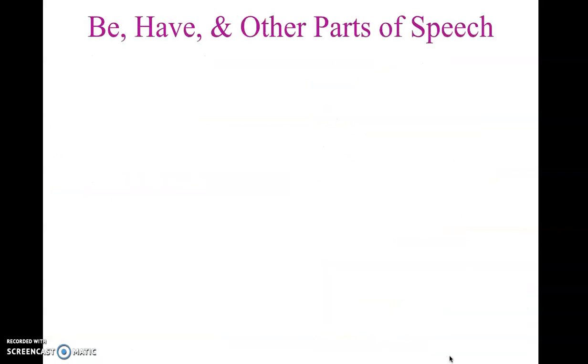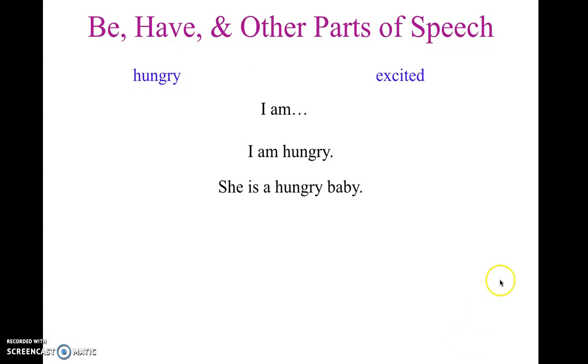Let's look at be, have, and other parts of speech. So for the be verbs, let's look at two adjectives, hungry and excited. Right? This is probably one of the most frequently used situations. When we say, for example, I am hungry, I am excited. I was hungry, I was excited. Or they are excited. She is a hungry baby. So again, here's the be verb. We have an adjective, we have an article, and we have the noun. So be verbs and adjectives.